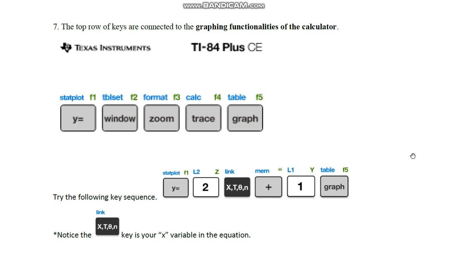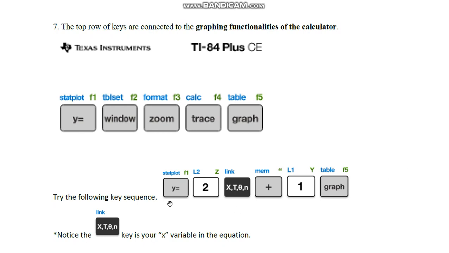The top row of keys are connected to the graphing part of the calculator. So the first thing we need to do before we can graph something is to put in an equation.